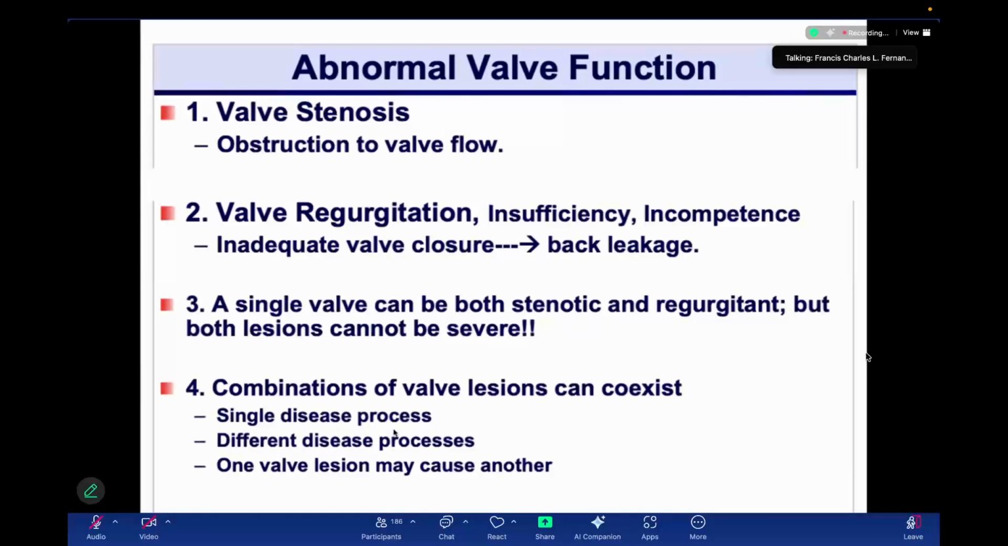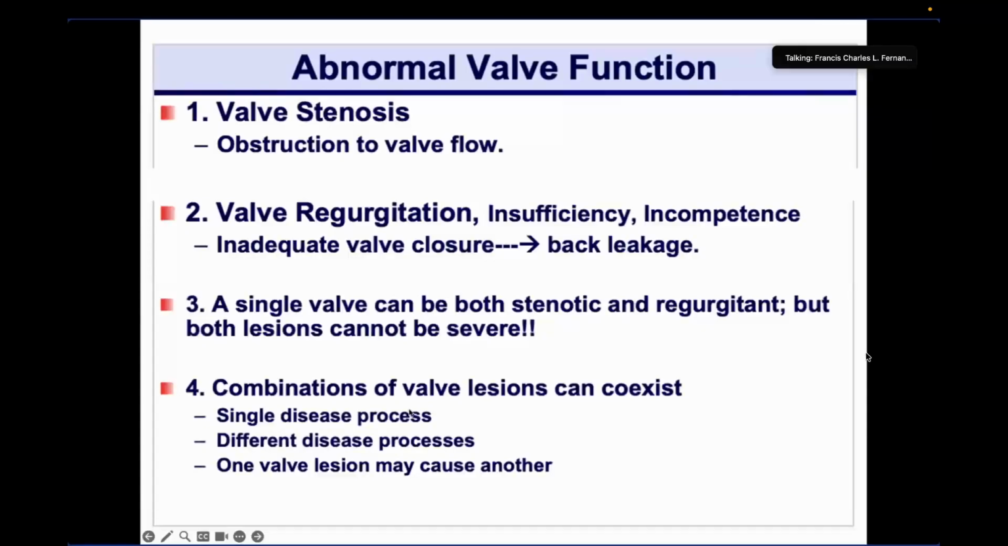Okay, so yes, they can coexist in combination. Either a single disease process, which progresses into sequelae or complications, and or different disease processes where you have a different problem for one valve and a different problem for the other. So conversely, that means one valve lesion may cause another and vice versa. Okay, so complicated. I'll give you examples later.